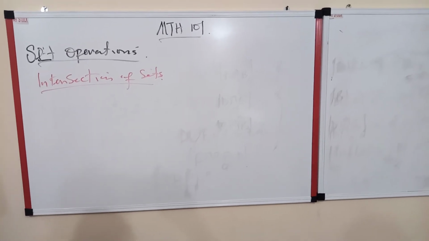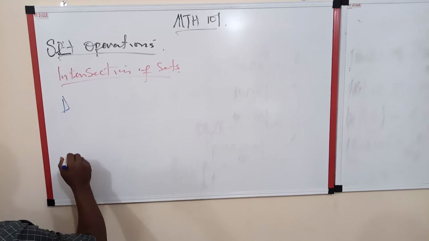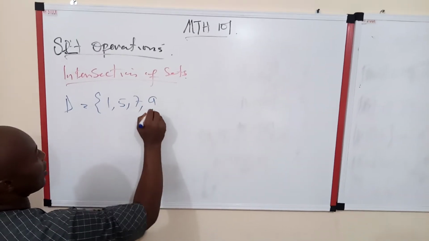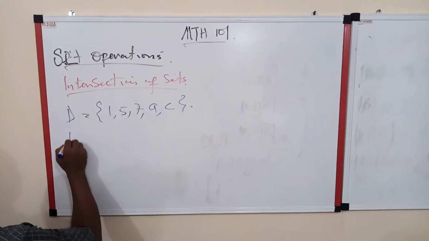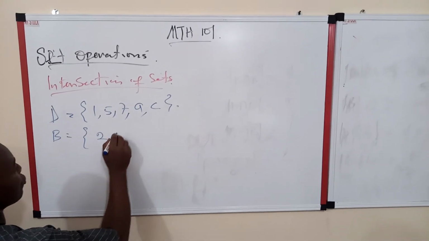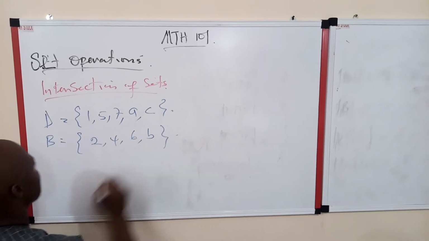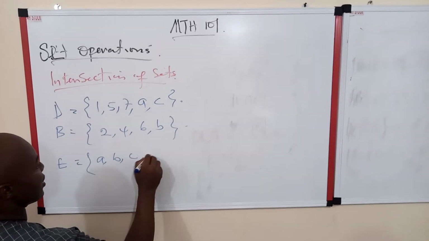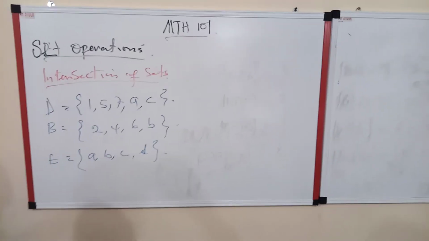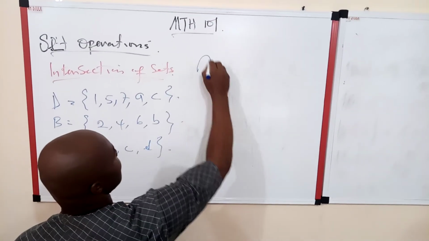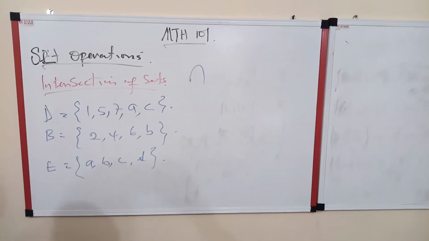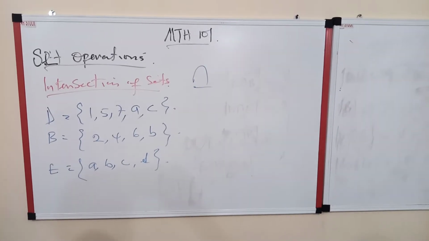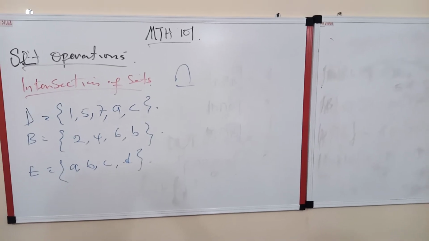Now let's consider the case that we did. Let's consider D, where the elements are 1, 5, 7, A, and C. And let's say we have B again, where the elements thereof are 2, 4, 6, and B. Now, the last one, E, where its elements are A, B, C, and D. Intersection, we can also denote it with a symbol, the inverted U, or a bigger N. This is what we use in denoting intersection.